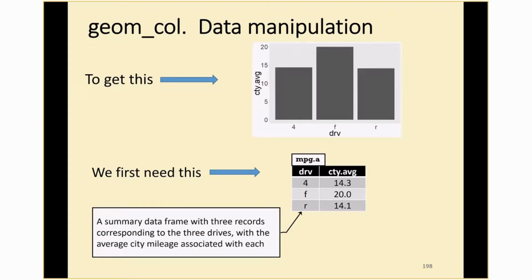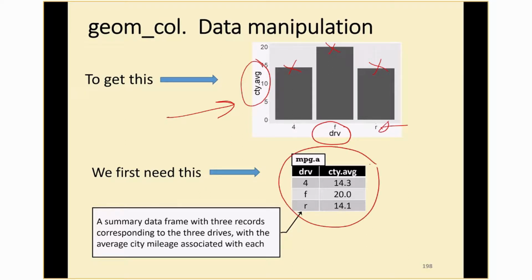So this is our goal. We want to make this particular plot, and it really summarizes the data by showing the average city mileage as it relates to those different drives. If we think about it, we've only got 1, 2, 3 values here associated with the 3 values of city average associated with these 3 drives. So we need a summary data frame like this if we're going to make this summary plot.